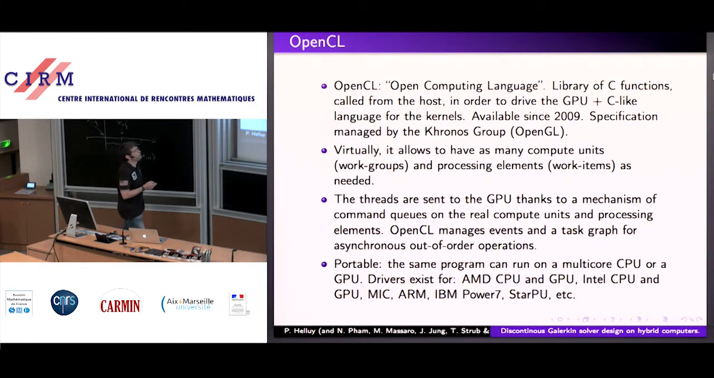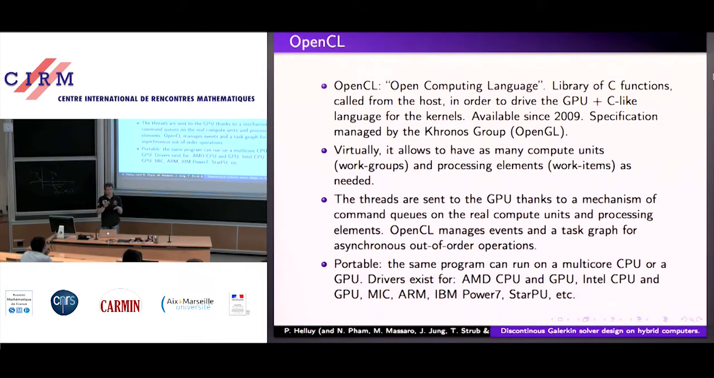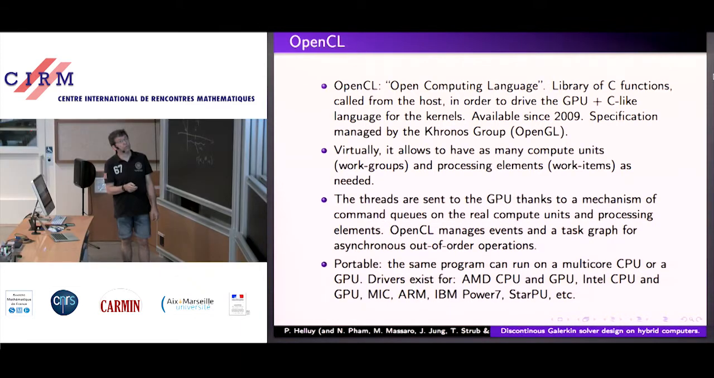And even more, OpenCL also manages events and a task graph, which means that you can also describe to OpenCL the dependency between your kernels. So for instance, if a kernel has to wait for the end of another kernel before starting, this is managed by the driver directly. You don't have to manage your task graph yourself.